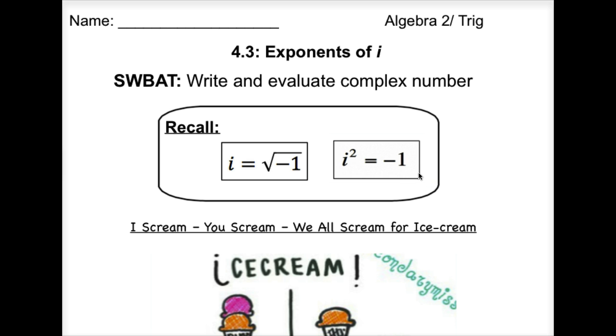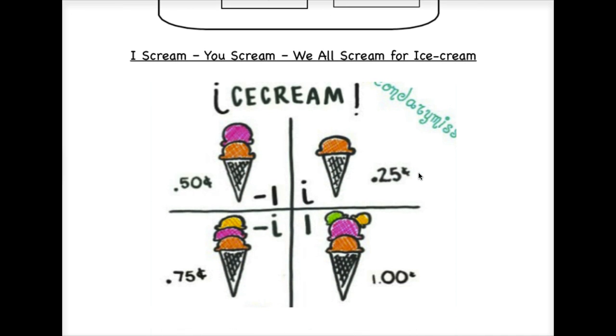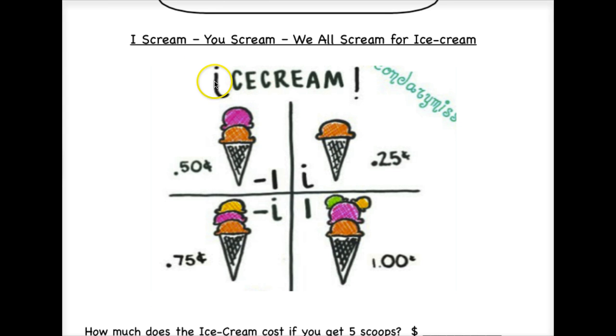We said that there was a special pattern after every 4. So this is an easy way to remember this. It's called "I scream, you scream, we all scream for ice cream." So look at the i. It's ice cream. So this is really a special set of ice cream here. At 1 scoop, which is 25 cents, it's i to the first power. This is 2 scoops, which is i to the second.